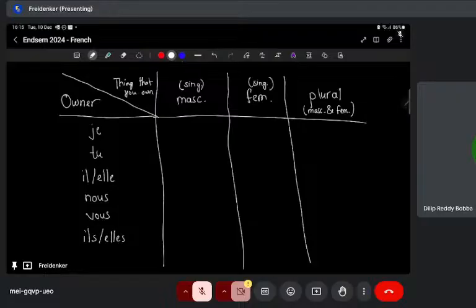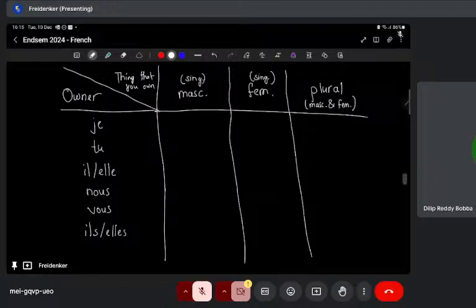How does the table go? If the owner is je, and you're talking about any masculine object, you will use mon. If it's feminine, you will use ma. If it's plural, you will use mes. For tu, it is the same story. You just replace m with t, so you get ton, ta, tes. I will give you some examples after this table, and maybe then you will get this cleared.